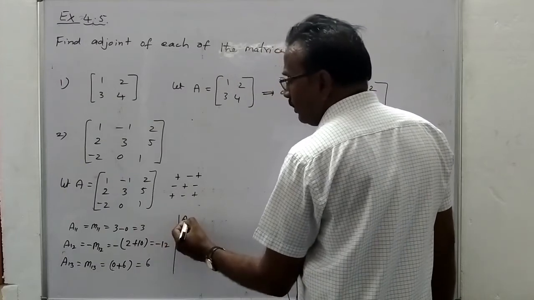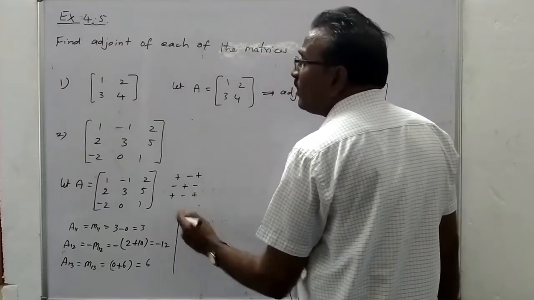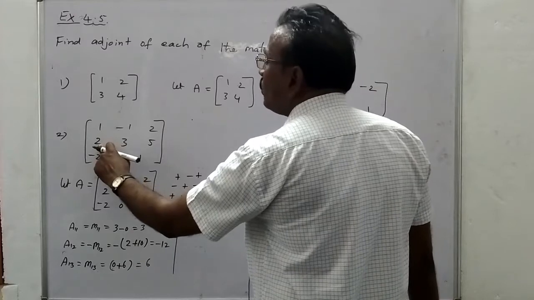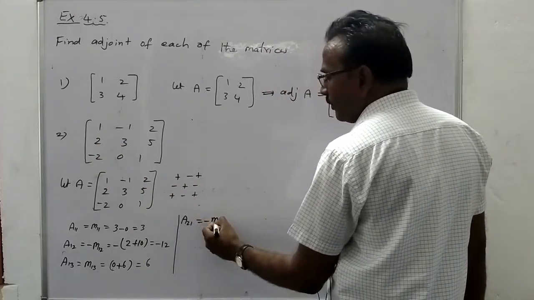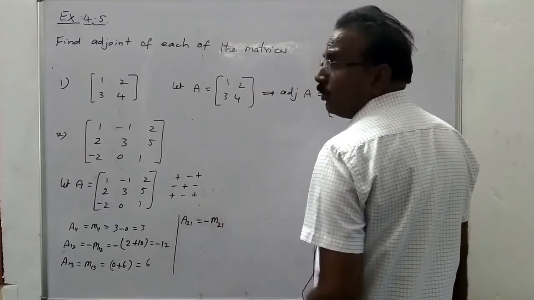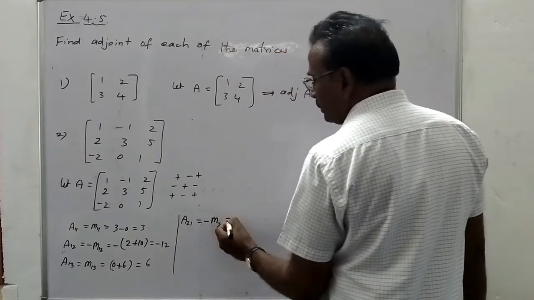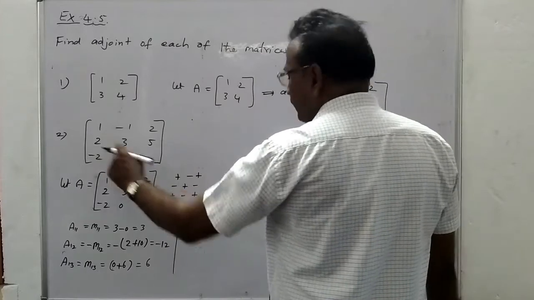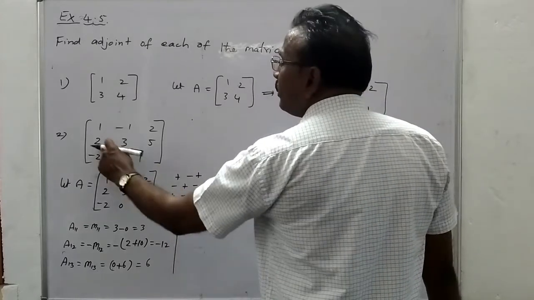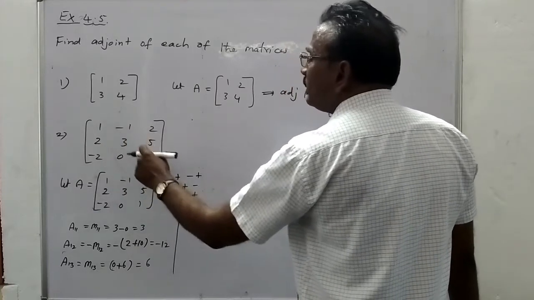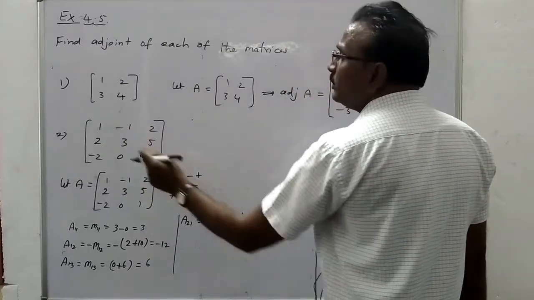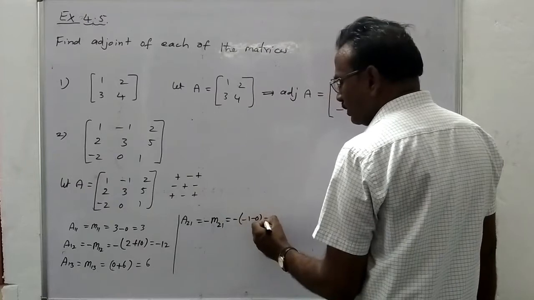Similarly, A21, the cofactor of the second row first column element. The sign is minus, times the minor of the element, M21. M21 is obtained by deleting the second row and first column: the determinant of minus 1 2, 0 1. That is minus 1 into 1 is minus 1, minus 0, so the minor is minus 1 and with the minus sign, that is plus 1.